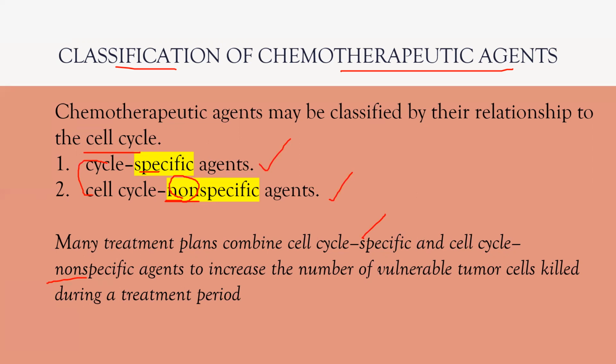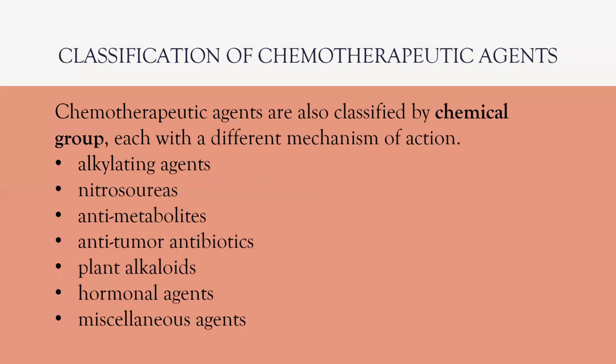Okay, so pwede natin silang ma-classify into two. Aside from that, they can also be classified based on their chemical group, kung ano na yung actual content ng chemo drugs, each with a different mechanism of action. It can be alkylating agent, nitrosoureas, antimetabolites, anti-tumor antibiotics, plant alkaloids, hormonal agents, or even miscellaneous agent. So sana may ring na sa atin, ano? Kasi I guess narinig na natin ito, mga chemo drugs na ito. And you can find that on the next slide.